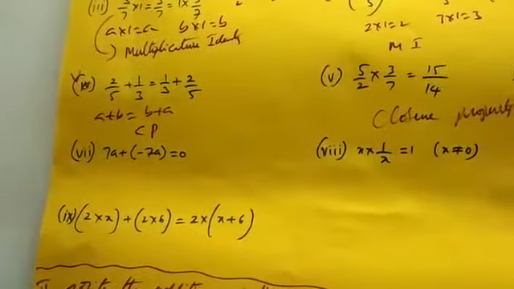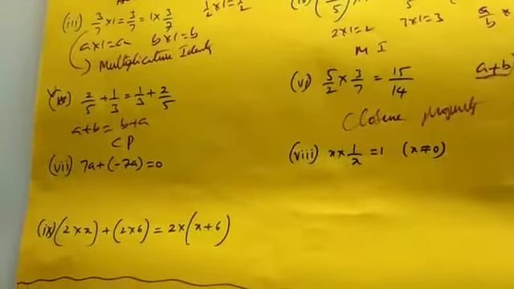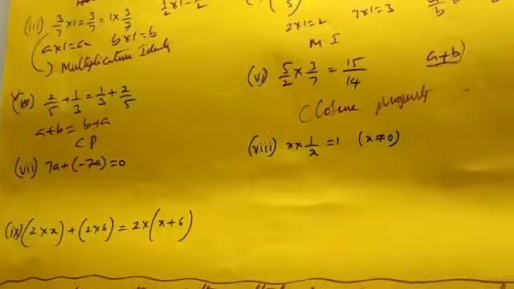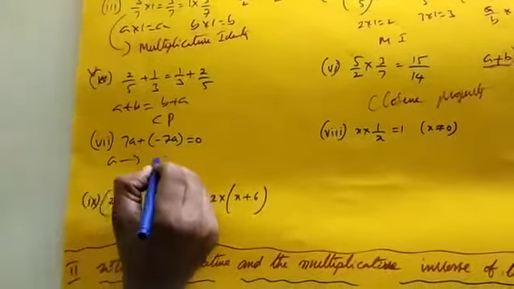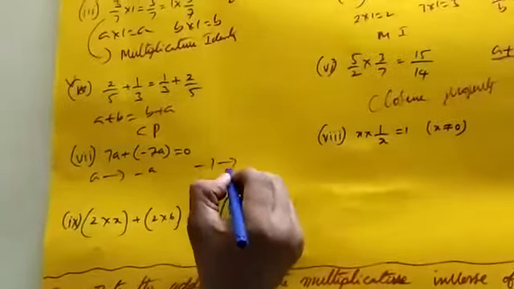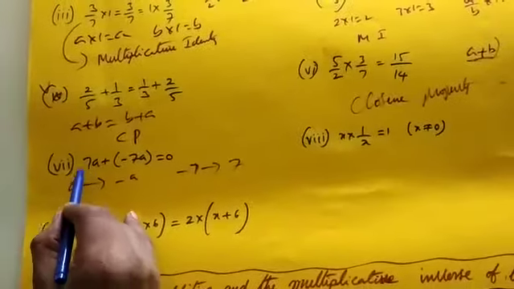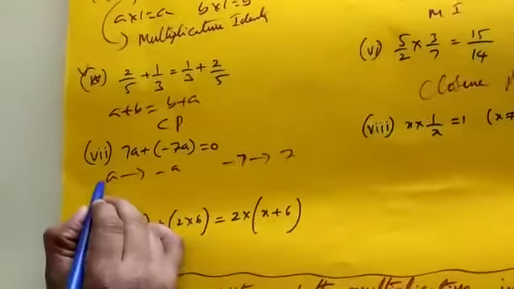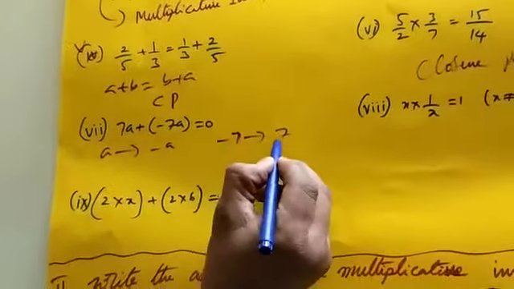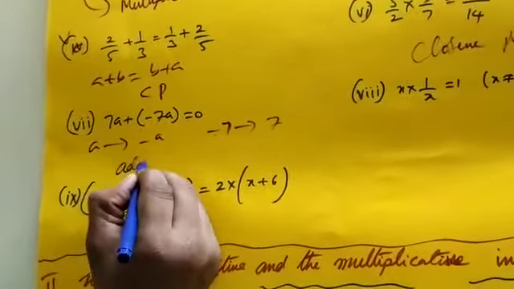Go to 7. This is additive inverse. What is the meaning of additive inverse? The additive inverse of a means minus a. The additive inverse of minus 7 means 7. You take any number, and its sign will be changed. What is the meaning of sign? Plus or minus. Here it is plus, it changes to minus. Here it is minus, it changes to plus. This is called additive inverse.